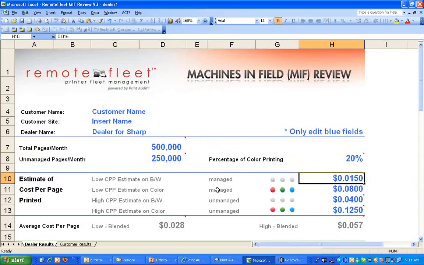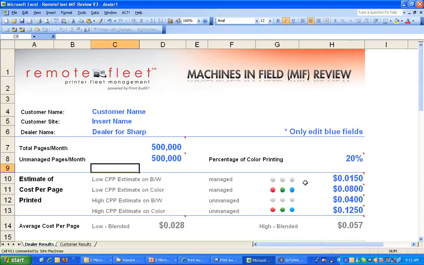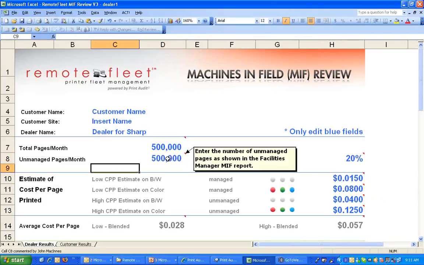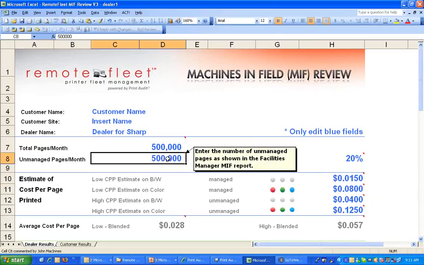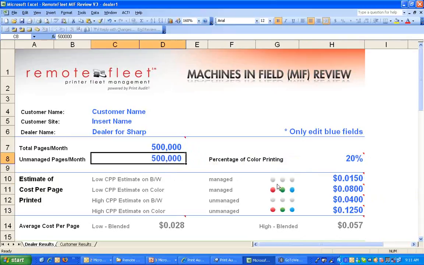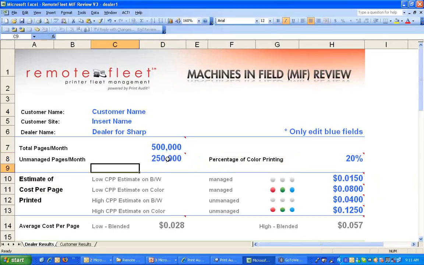Now, the managed printers, once again, are the low cost per page printers, the multifunctions, if you will. Presumably, they have multifunctions. If they don't have multifunctions in the environment, then, of course, this value would be 500,000 pages because all of the printing would be going on at relatively higher cost printers. In that case, you've got a much bigger opportunity in terms of job migration over to a lower cost device.